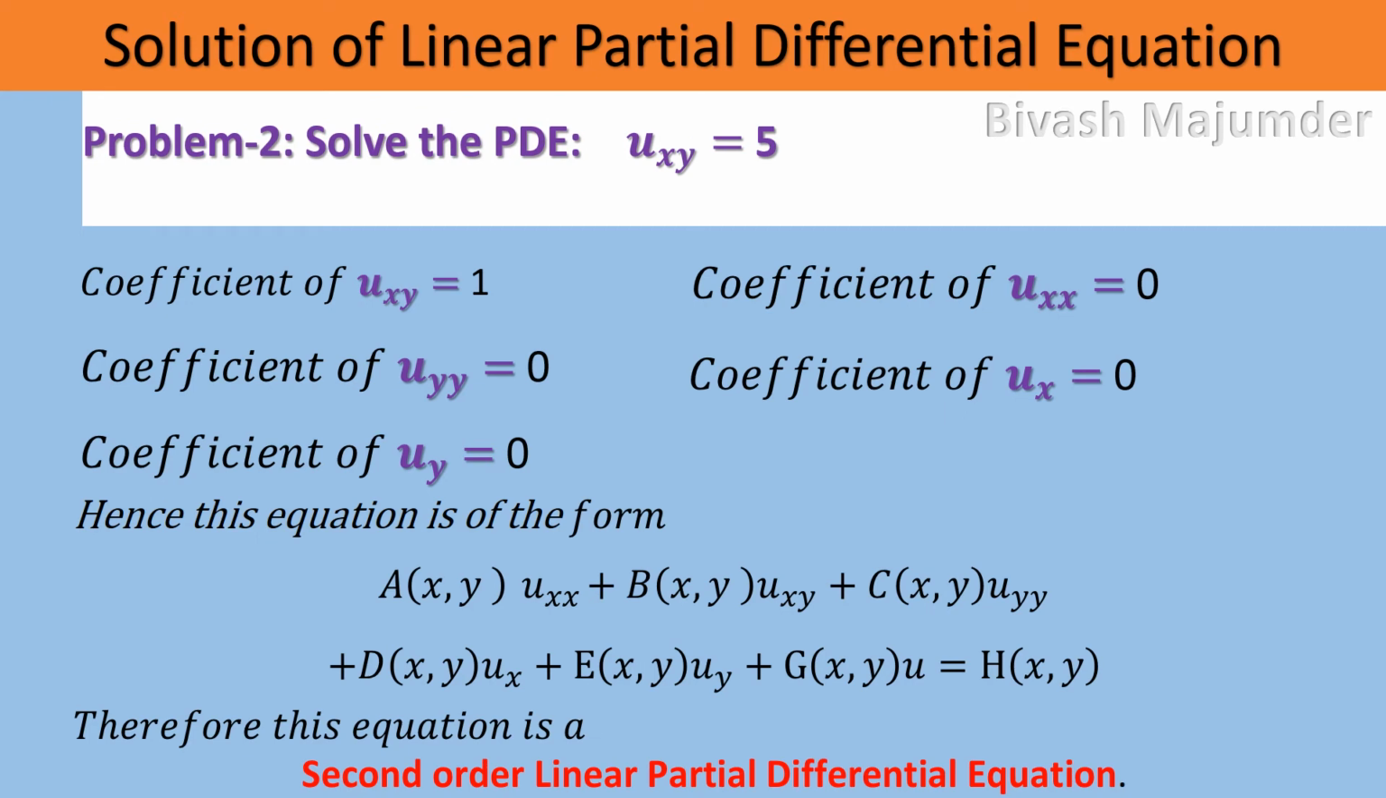Next, the problem is uxy equals 5, where u is a function of x and y. Here the coefficient of uxy is 1, the coefficient of uxx is 0, the coefficient of uyy is 0, the coefficient of ux is 0 and the coefficient of uy is 0. Hence this is a second-order linear partial differential equation.